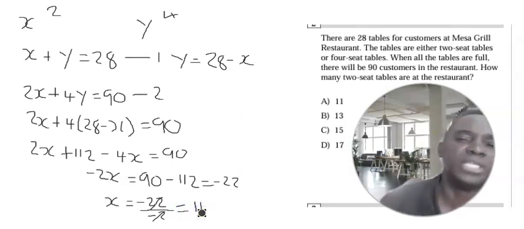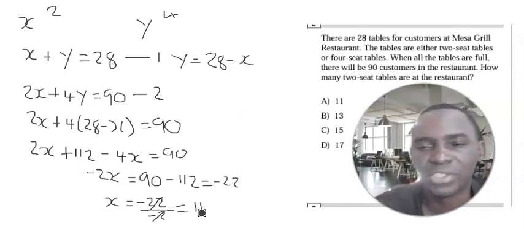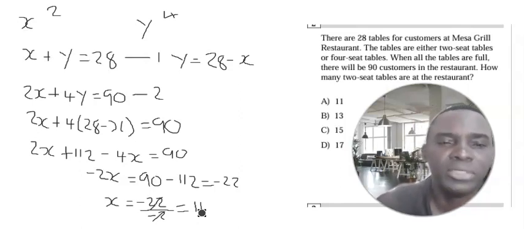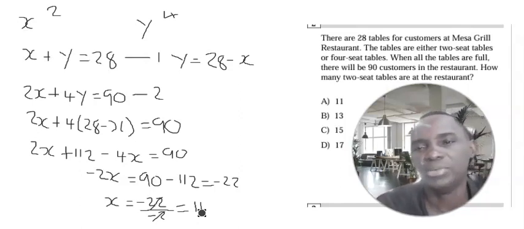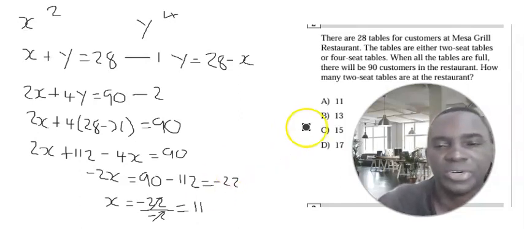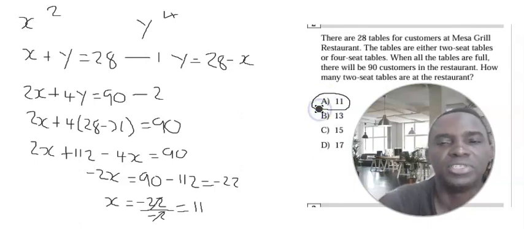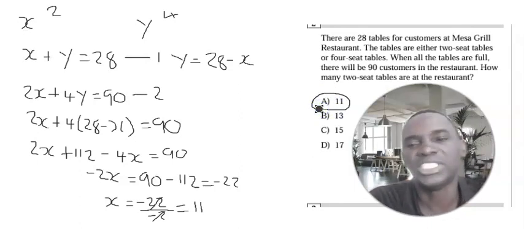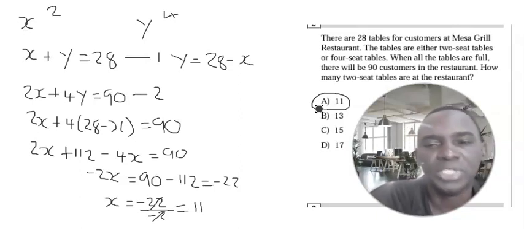So it means therefore that in this Mesa Grill restaurant, there are 11 two-seater tables. So the correct answer to this question is A. It's really very simple. It's not hard. When you see questions like this, you just put them in simultaneous or linear simultaneous format.